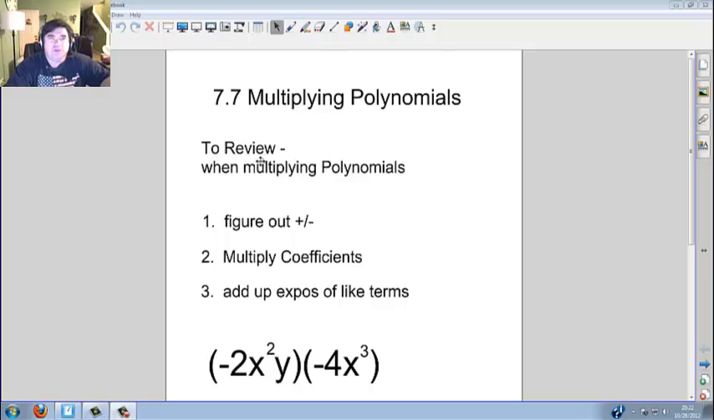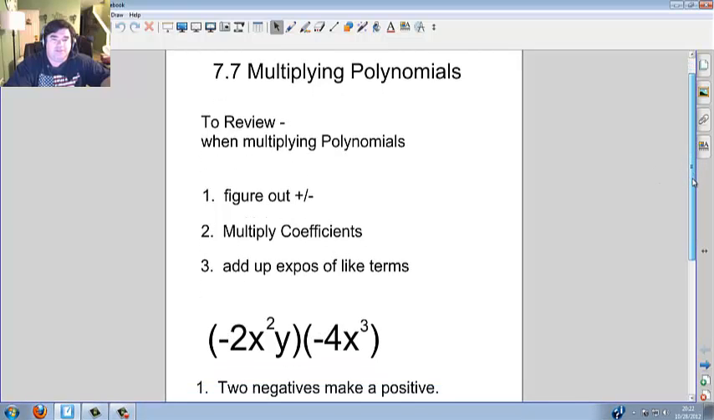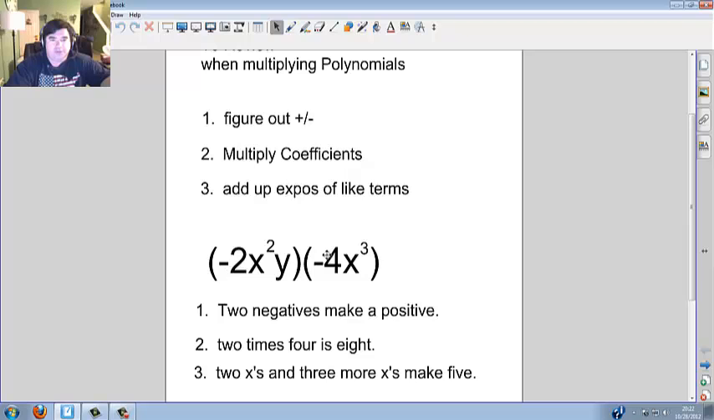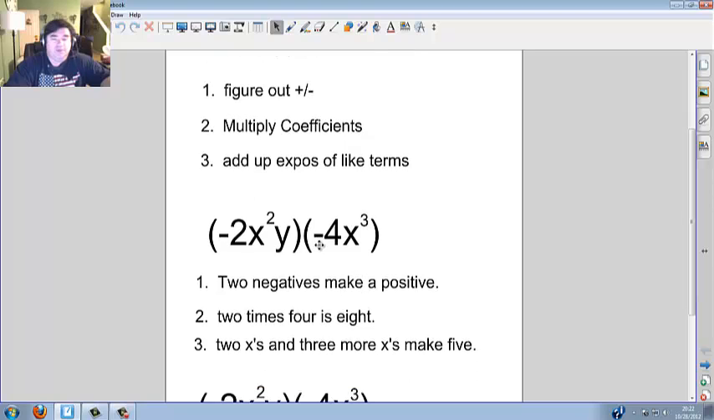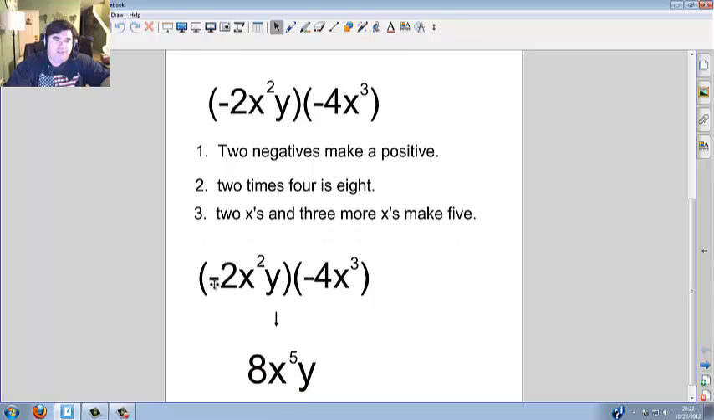Okay. To review, when multiplying polynomials, to figure out positive or negative, multiply the coefficients, and add up exponents of like terms. So for instance, I'm going to take negative times a negative, that makes a positive. 2 times 4 is 8. And 2 x's and 3 more x's make x to the 5th. The y just comes along for the ride, so the y's at the end. So basically this becomes this.